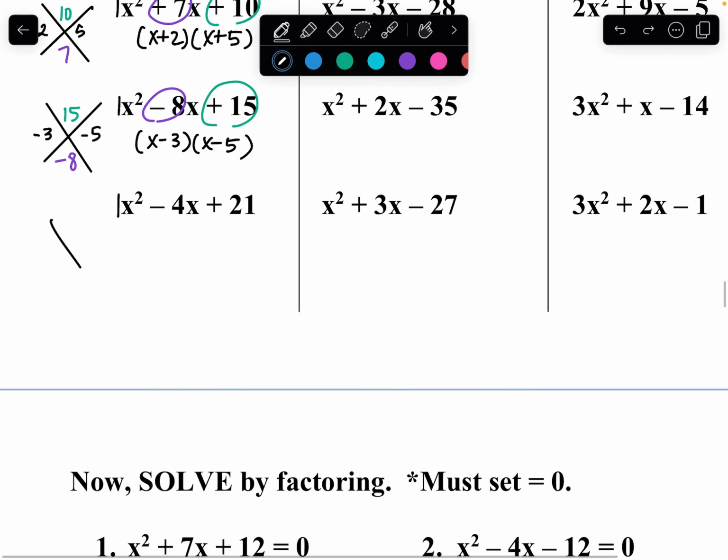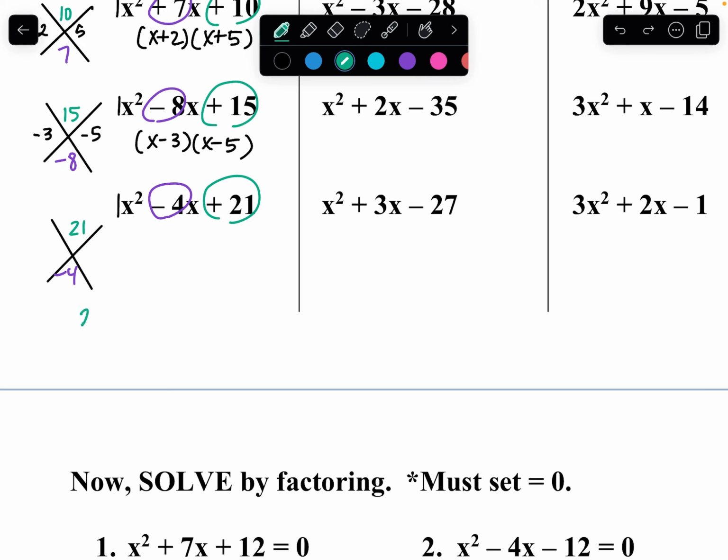Whenever the c value is positive, but your b value is negative, both of these magic numbers will be negative. Okay, and then for the last example, we need 2 numbers that multiply to 21, but add to negative 4. And so those numbers are 7 and 3, but we need them to add to a negative 4. Actually, that won't work, because if one of these is negative, they're going to multiply to a negative 21.